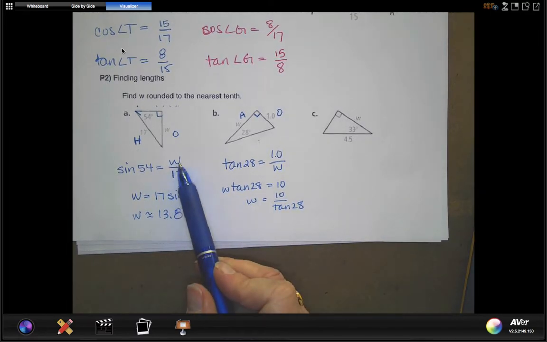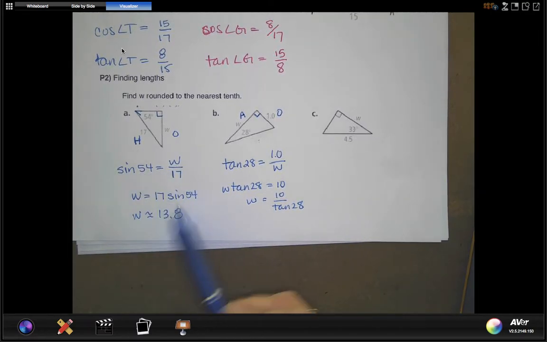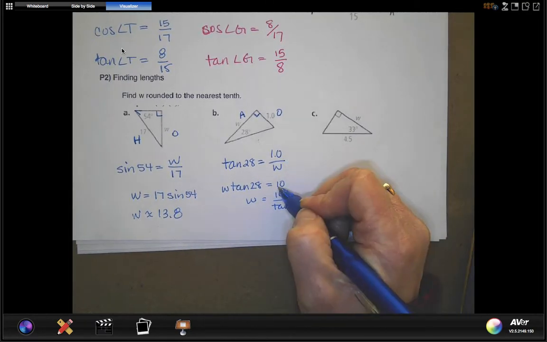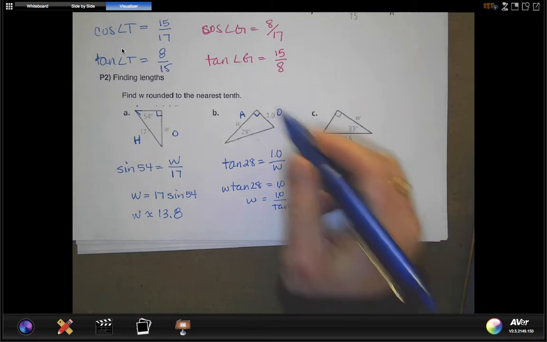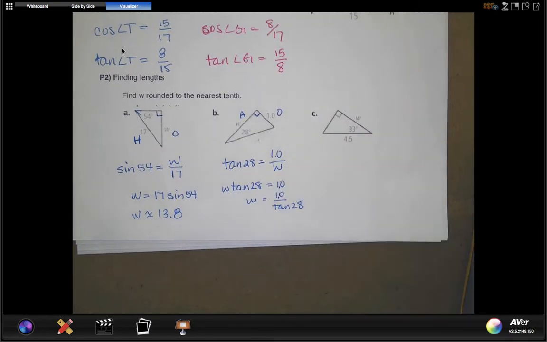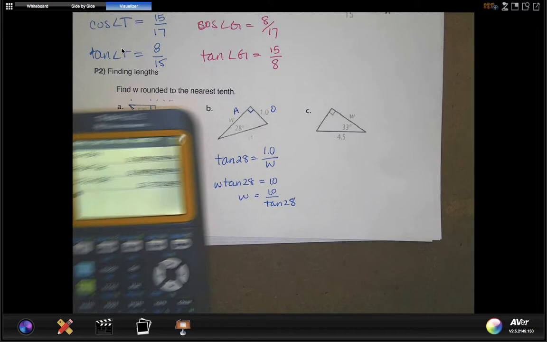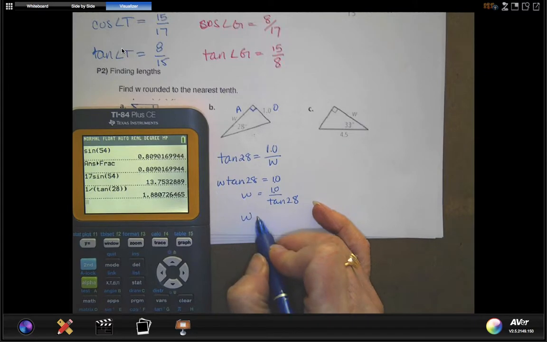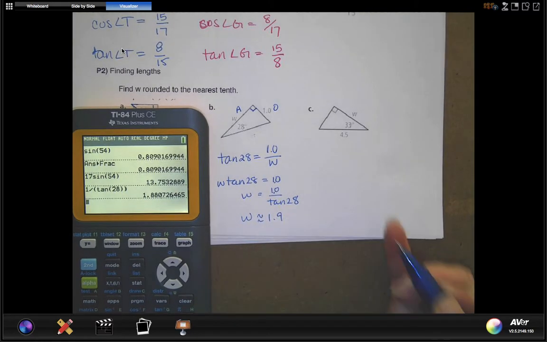So in this one, when the W is in the numerator, you're just multiplying those two things to get your answer. And when the W is in the denominator, you're going to take this number, and then you have to divide it by the tangent. No different, though, here in my calculator, so I'm just going to go 1.0, sorry, divided by the tangent of 28. Okay, so here W is approximately 1.9.